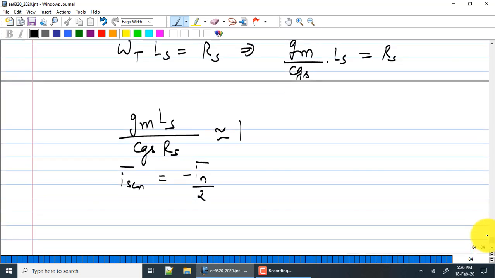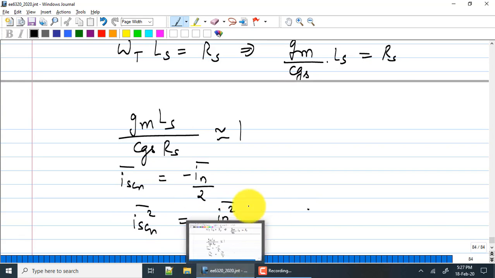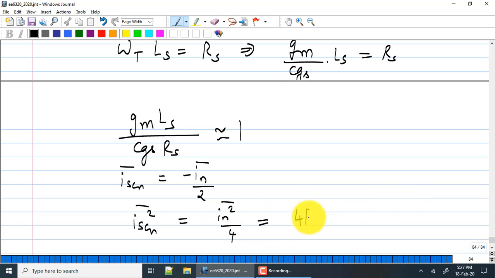But more importantly, this is the correlated noise flowing through the output. Right? What is ISC n squared? It is actually IN squared by 4. What is this? So this is 1/4 of 4 kT gamma GM delta F. So this is basically kT gamma GM delta F. Is it okay?